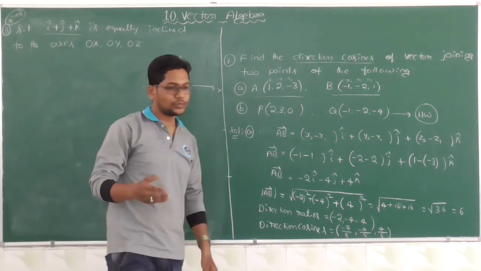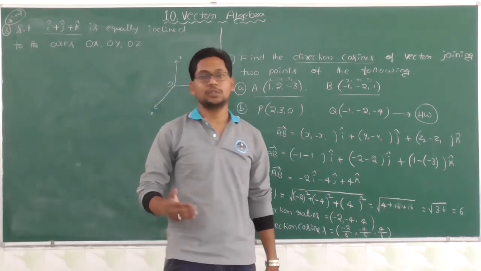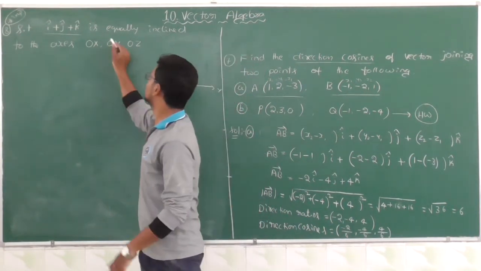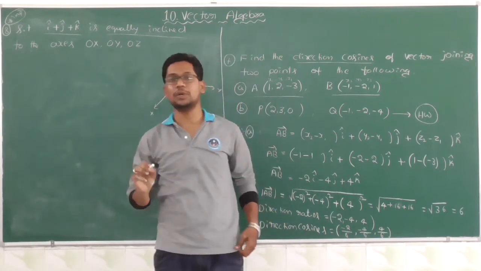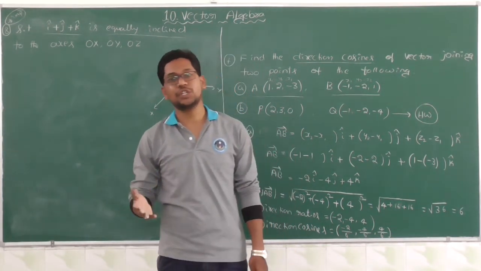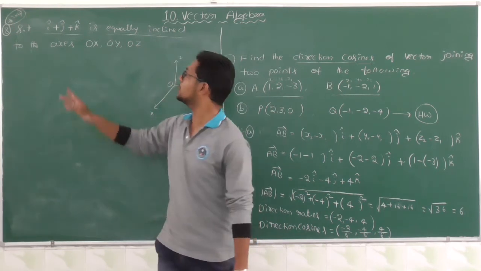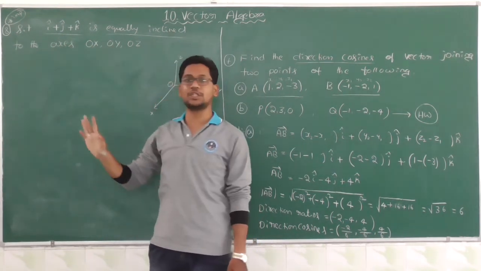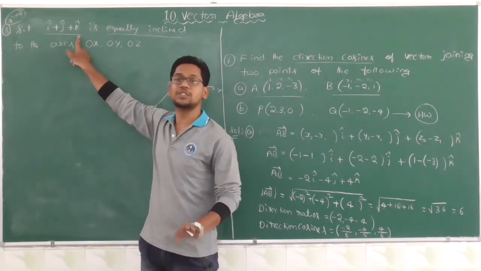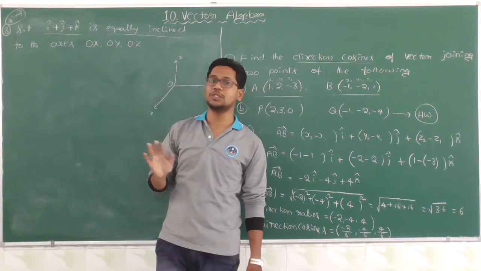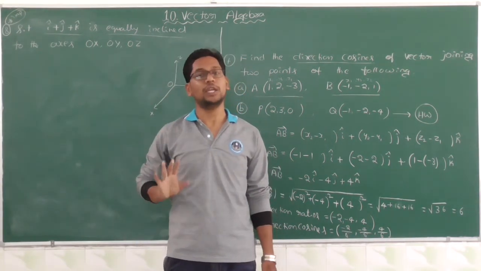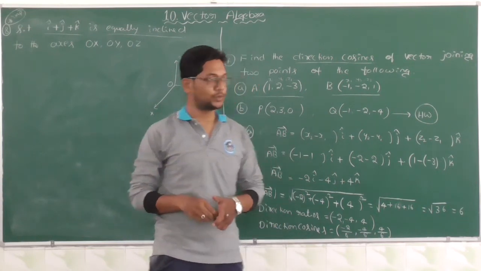Okay. You see the concept? Equally inclined is nothing but we have to prove that the direction cosines are equal. The direction cosines of this vector are equal. That means we have to prove that cos alpha, cos beta, cos gamma are equal.